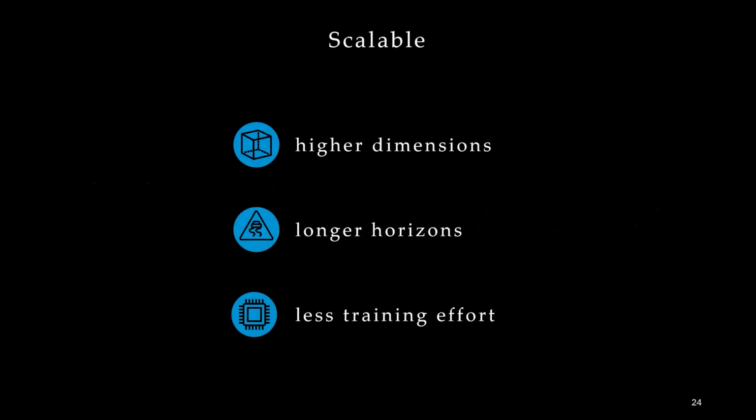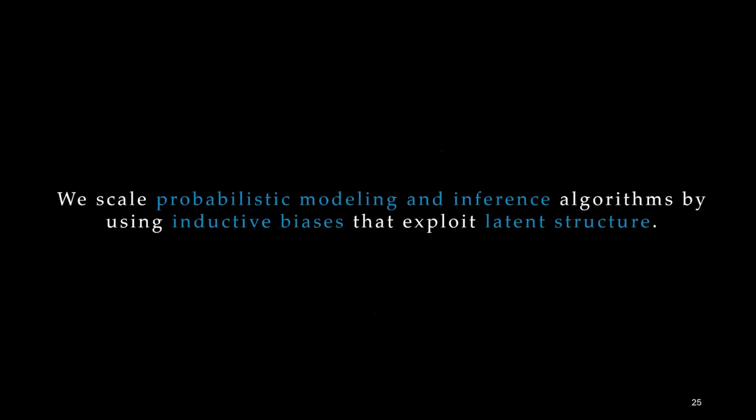And while we're wrapping up with some definitions here, I'll be talking about scalable algorithms throughout this dissertation. And by scalable, we can either mean working in higher dimensions, such as bigger and bigger images, longer horizons, if we're talking about a robotic trajectory, or less training effort. For example, learning a model gets the same performance, but with less training time. So the overall dissertation contribution here is we scale probabilistic modeling and inference algorithms by using inductive biases that exploit latent structure in these latent distributions.